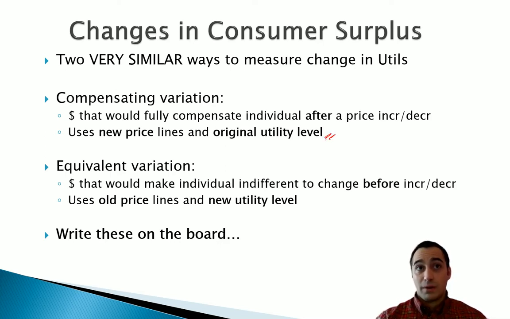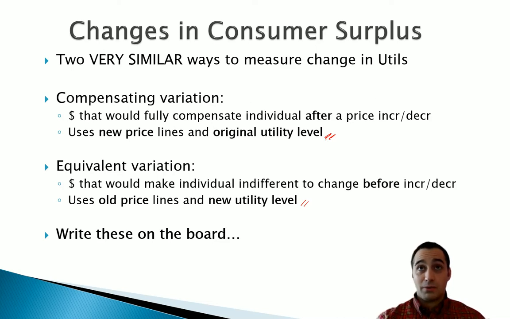The equivalent variation is the dollars that someone would give or take away from you before a price change in order to make you indifferent between that price change happening. This, importantly, uses old price lines and the new utility level. And again, you'll note that these two things sound incredibly similar, right? They're both describing how many dollars better or worse I am after a price change.